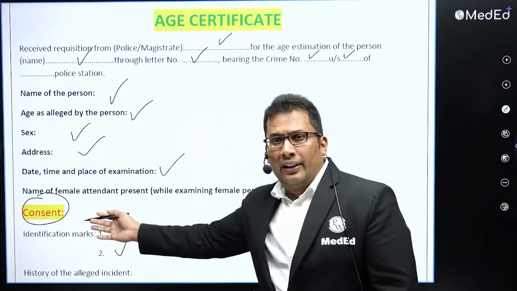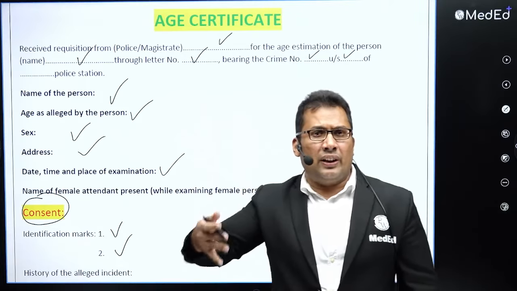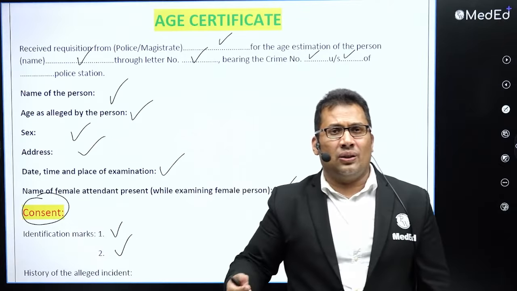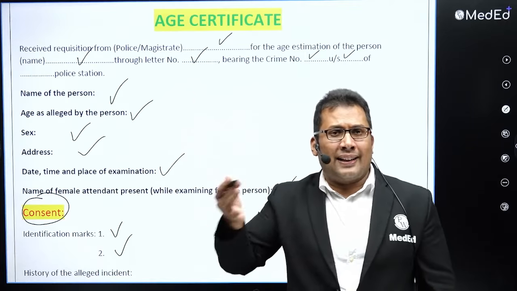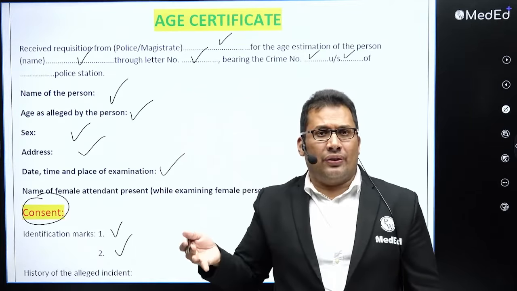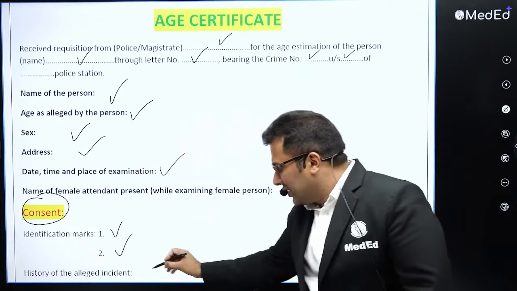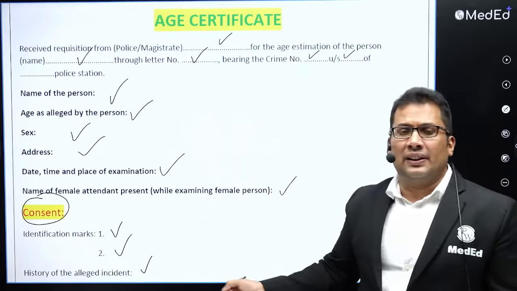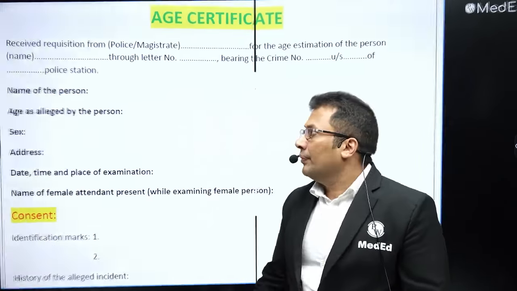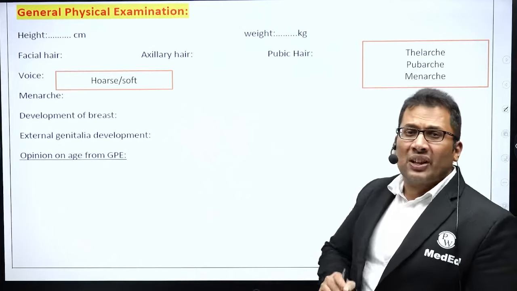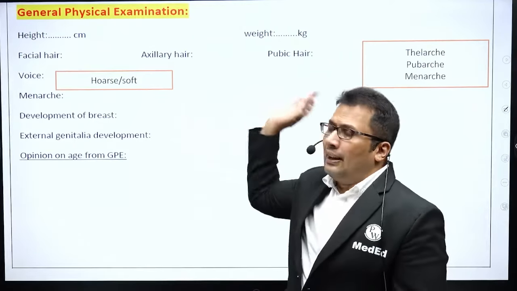Consent, you can write, I am giving full, free, voluntary consent, pros and cons of the examination explained in my own language, and you can take the signature. Then the history that is given in the requisition, that you can write. Then comes the first part of examination, general physical examination.